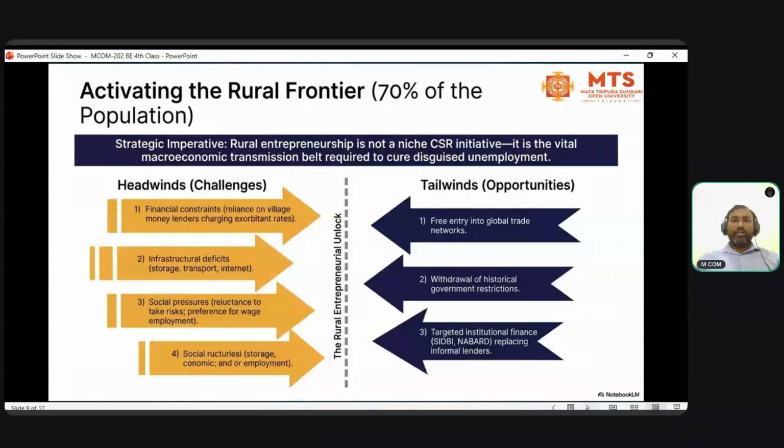Activating the rural frontier, 70% of the population, strategic imperative. Rural entrepreneurship is not a niche CSR initiative. It is the vital macroeconomic transmission belt required to cure disguised unemployment.